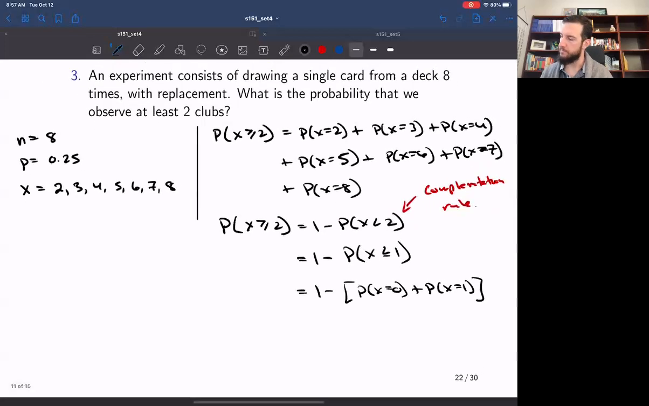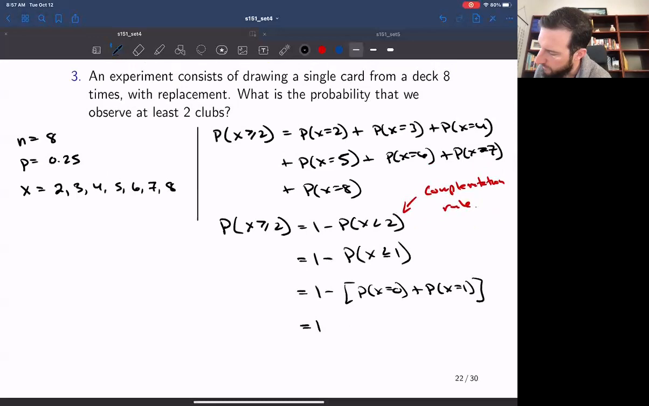All right, now this result here, we actually worked this out in the previous example. So this is going to just be 1 minus 0.367, which is equal to 0.633.